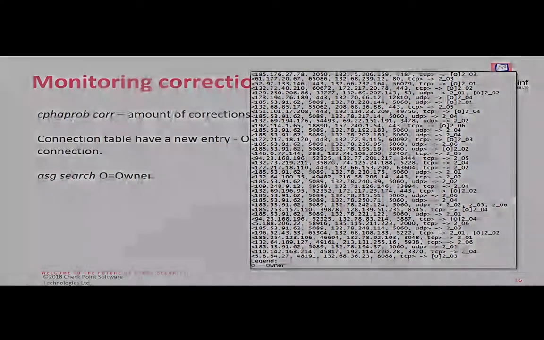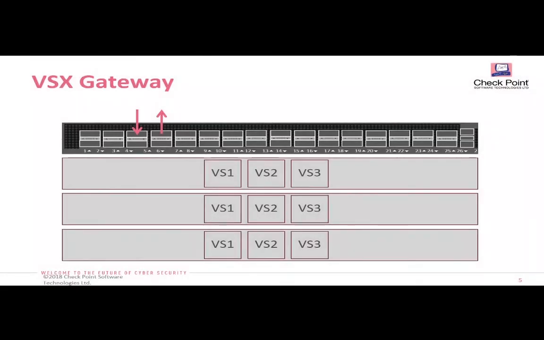In a VSX deployment, you have a security group, in this example with 3 security gateway modules in the group, and it's a VSX group. You've created a VSX gateway object in SmartConsole, and in that you've created 3 virtual systems. Note that the virtual systems are on all of the security gateway modules in the group.